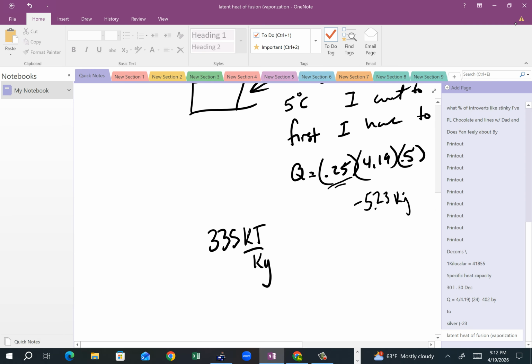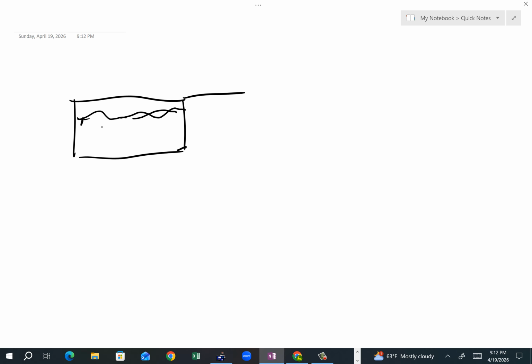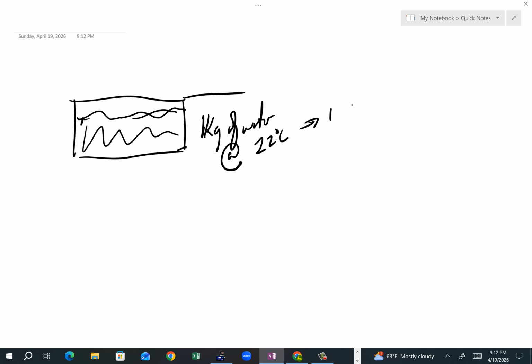Okay. What if I wanted to boil some water? That's a good question, sir. Okay, first of all, let's just worry about just the water right now. So I have 1 kilogram of water, currently at 22 degrees C. I need to get to 100, obviously.